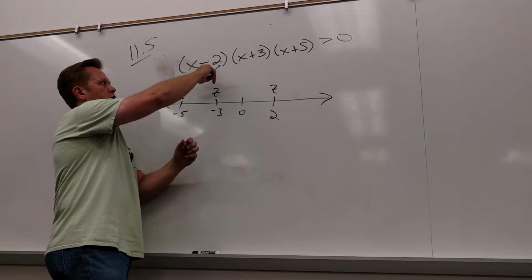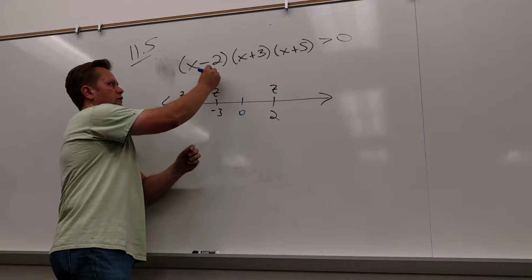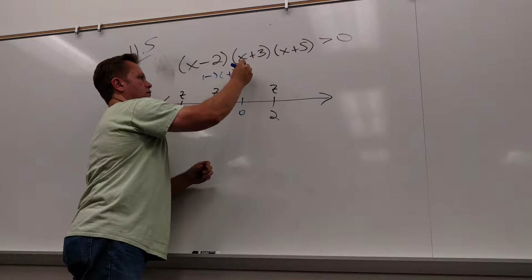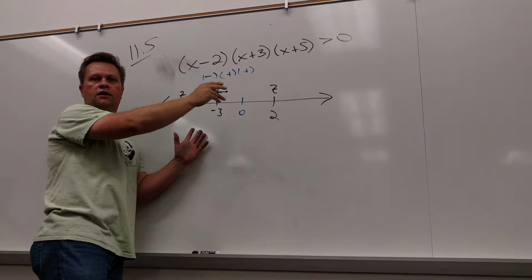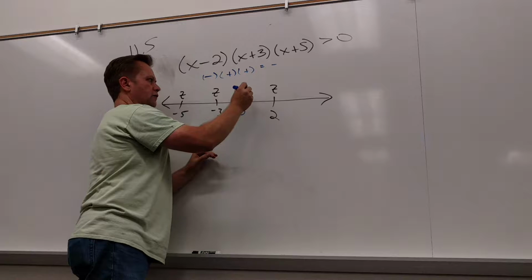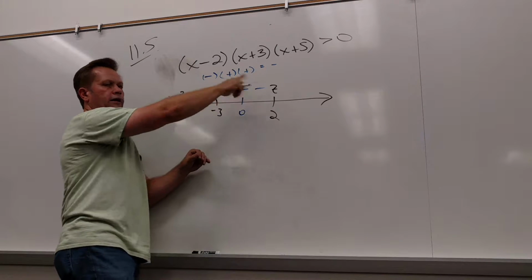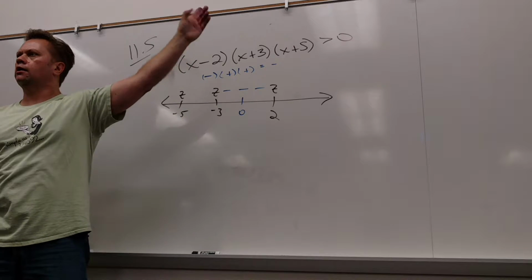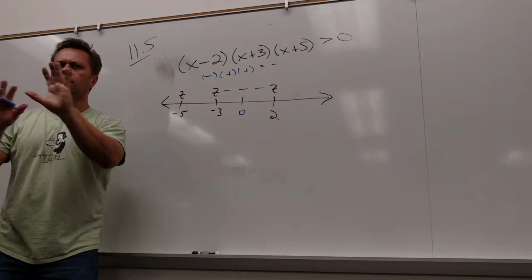So if I plug a 0 in, what do I get? Negative times positive times positive. And what is that? Negative. So in here, it's negative. Through that whole place, if you pick any number between -3 and 2, it's going to come out negative. It has to. Do you guys see that?